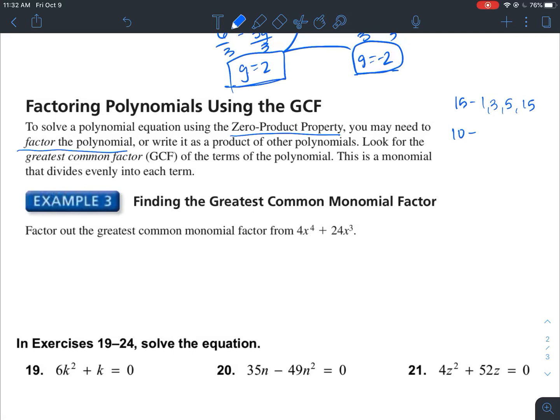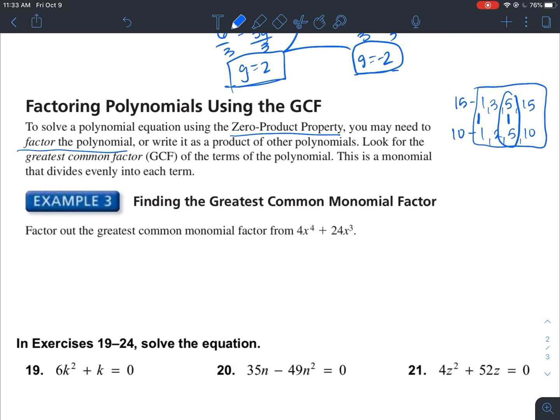Now let's list the factors of 10. So that would be 1, 2, 5, and 10. Now let's look at what we have here. These are the factors of both of these numbers. Now let's look at what terms they have in common. That would be the 5s and the 1s. So these are common factors between 15 and 10, 1 and 5. But the greatest common factor just means the number that is greatest of those factors. So that means 5 is actually the greatest common factor between 15 and 10.